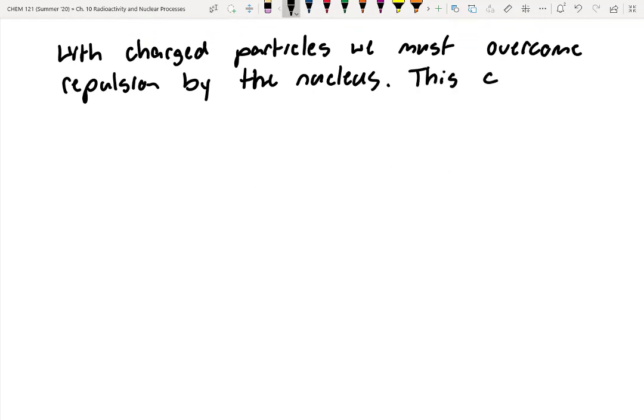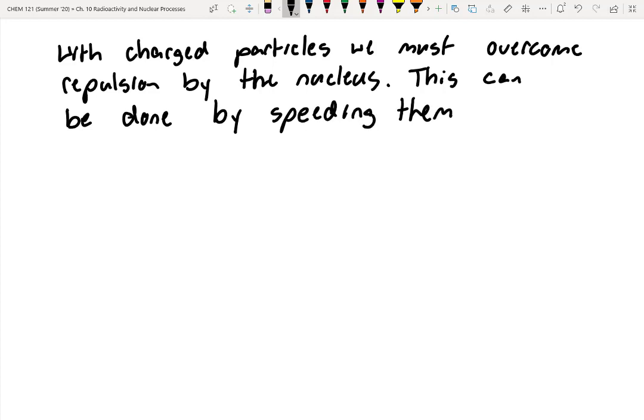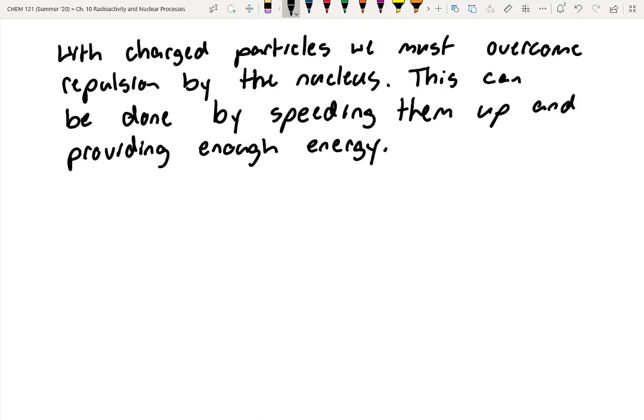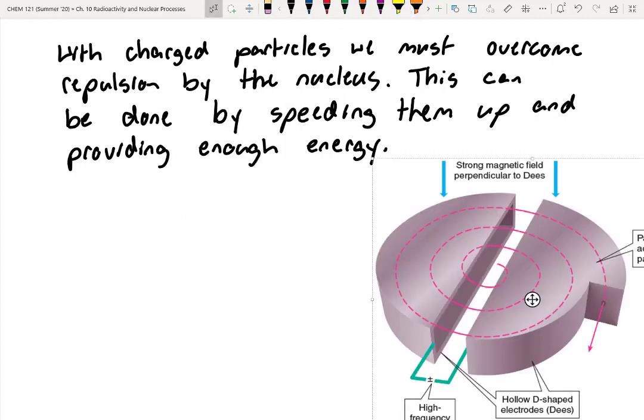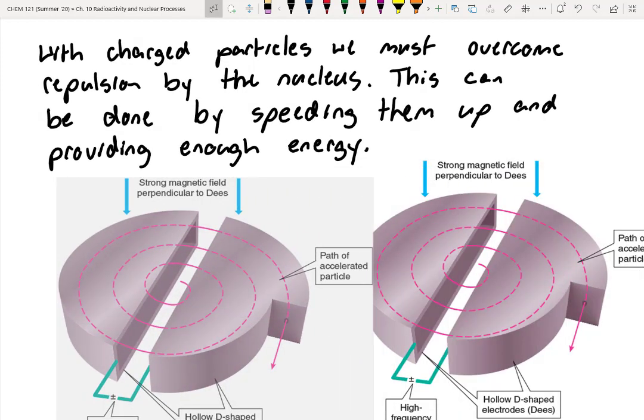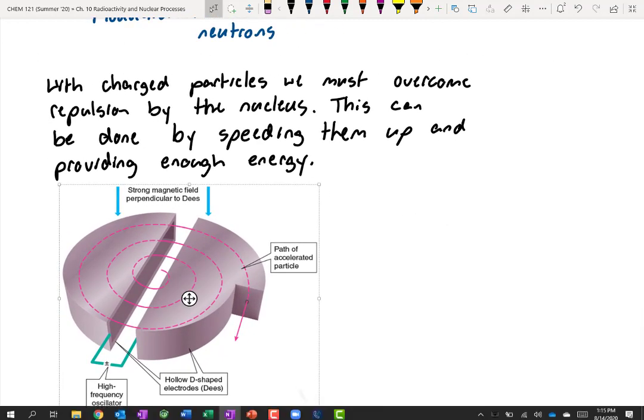So this can be done by speeding them up and providing them with enough energy. All right, and there's a couple different ways you can do this, but they all involve something called particle accelerators. So I'll show you one of these that's pretty common. These have been around for quite a while. This one right here is circular.